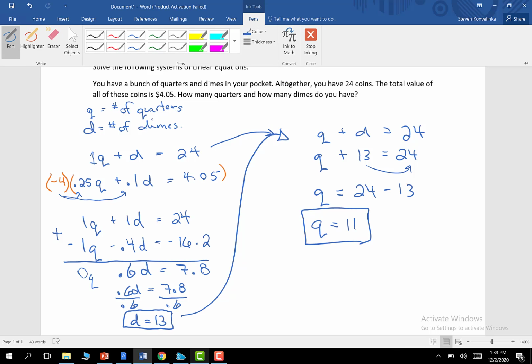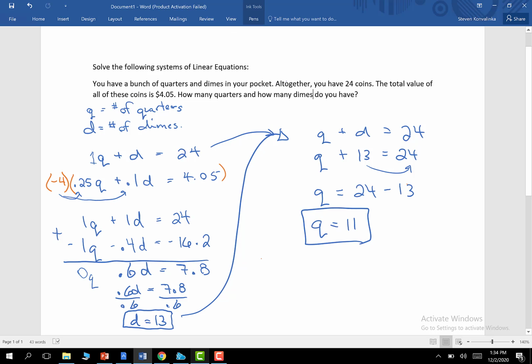So if we had to summarize this, we would say there are 11 quarters and 13 dimes. That's great. Now, if you want to check that in a different way, these two numbers are going to work in both of those equations. If you put in 11 and 13 in the second equation, the 4.05 equation, it'll work out. If you put those numbers into the first equation, it'll work out.